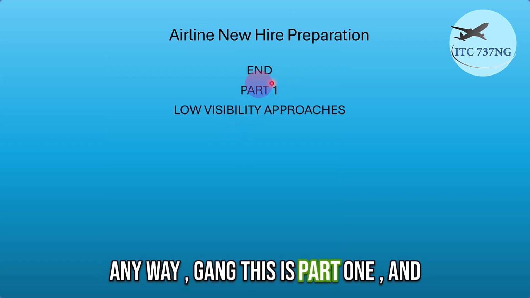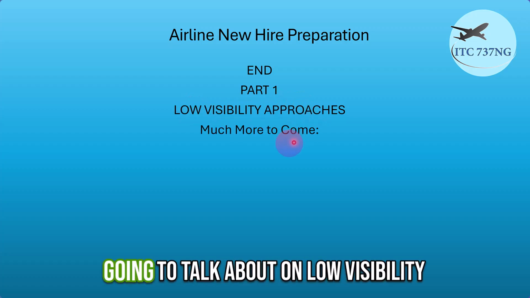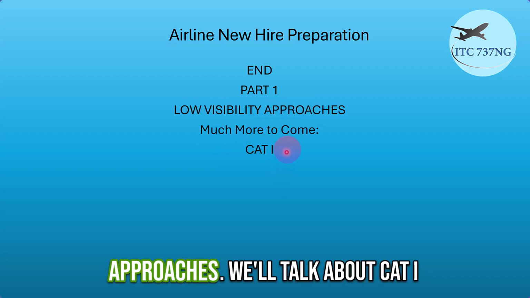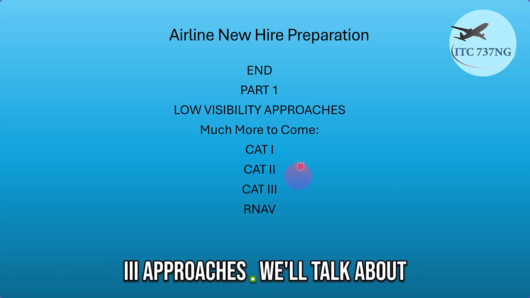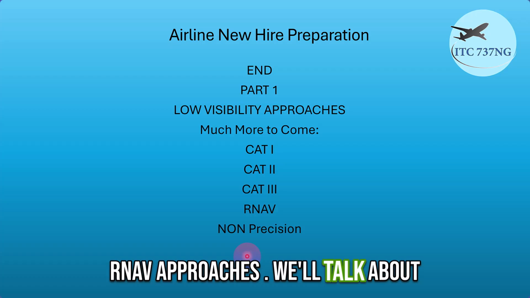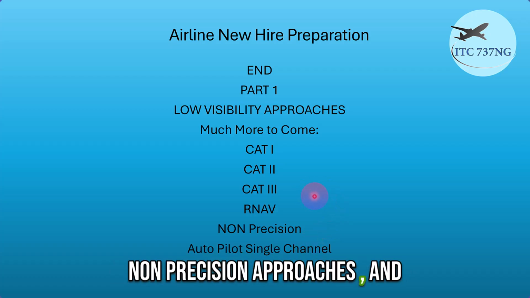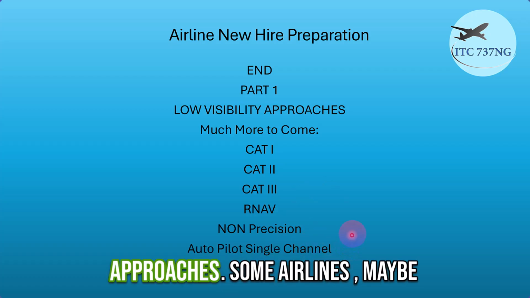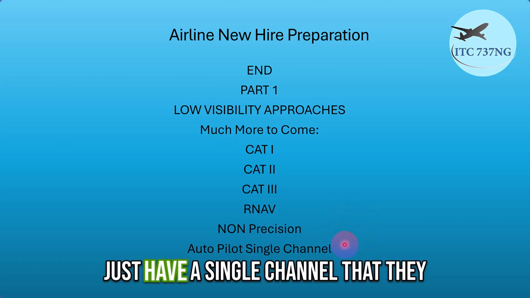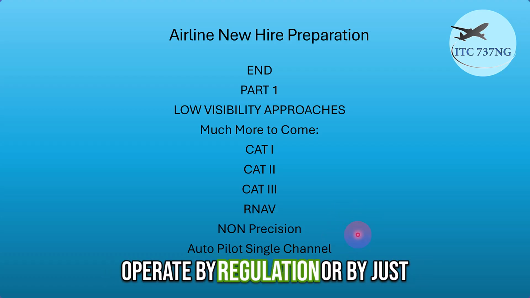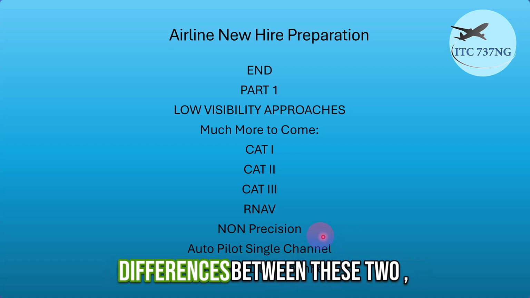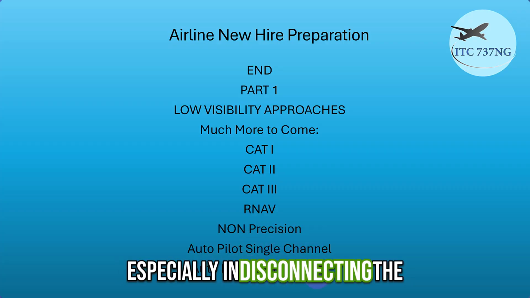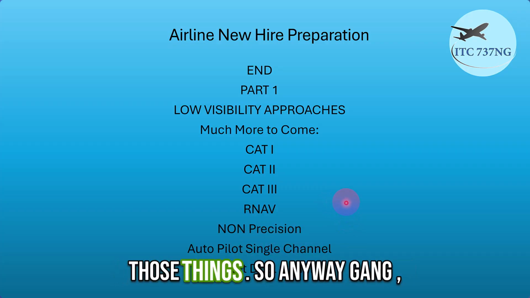Anyway, gang, this is part 1, and I've got so much more that we're going to talk about low visibility approaches. We'll talk about Cat 1 approaches, Cat 2 approaches, Cat 3 approaches. We'll talk about RNAV approaches. We'll talk about non-precision approaches and autopilot single channel approaches. Some airlines maybe just have a single channel that they operate by regulation or by just software, and with dual channel. And there are really some differences between these two, especially in disconnecting an autopilot. And we're going to cover those things.